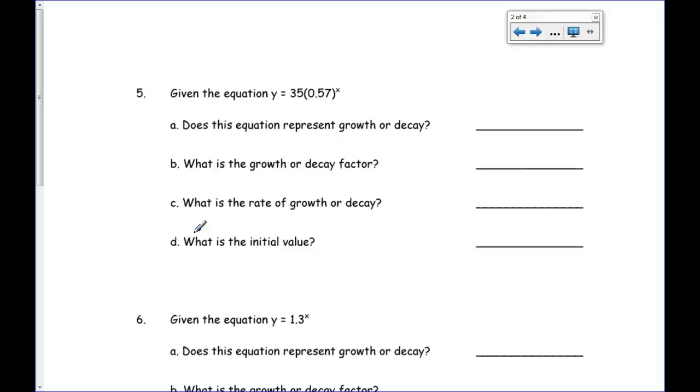So the question on this is, does this equation represent a growth or decay? It's a decay. And it says, what is the growth or decay factor? 0.57. Good. And that's the same for this, the rate. Okay. What is the initial value? 35.